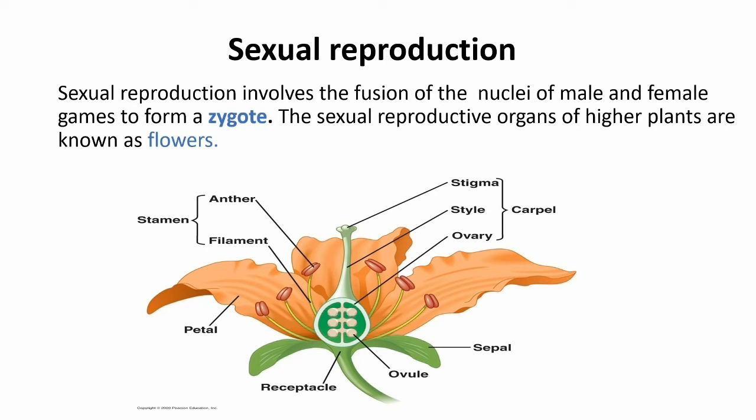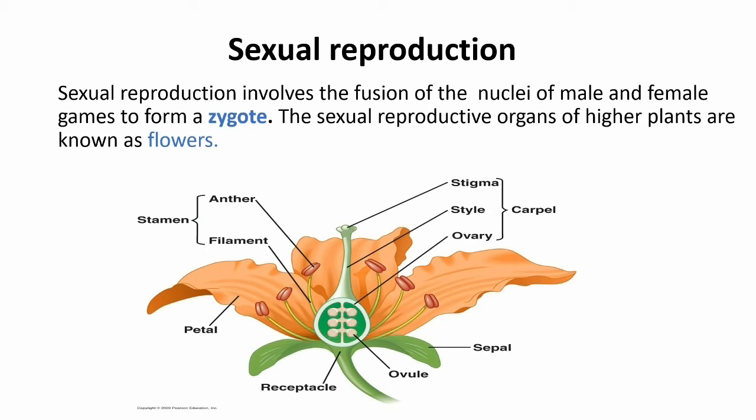Now we are going to go into sexual reproduction. Sexual reproduction is a reproduction which involves the fusion of nuclei of a male and a female gamete to form a zygote. When we talk about fusion, it means joining together. So when you have a male gamete and a female gamete joining together, they form a zygote. This process is known as sexual reproduction.